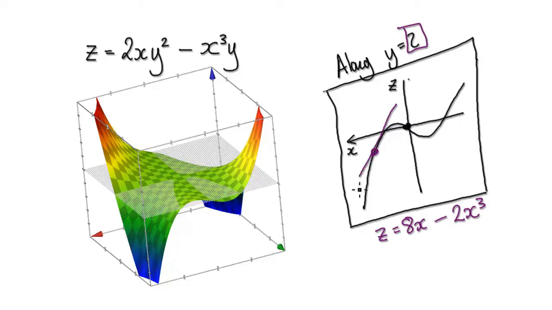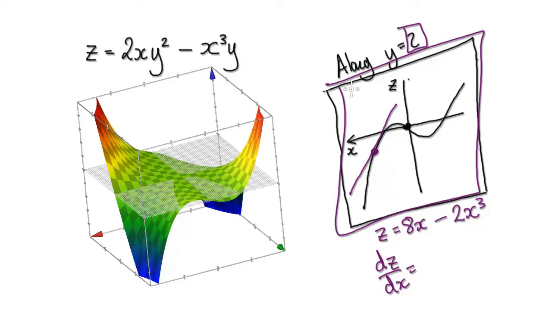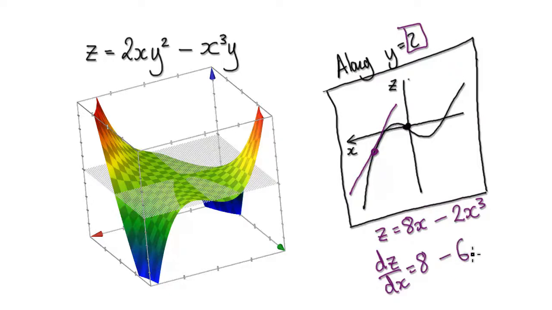You can work out the gradient by treating this y as a constant. So if you want to, you can work out the gradient right here. Just differentiate it. So dz by dx equals, remember y is treated as a constant. Along this particular vertical sheet of paper, y is a constant. Y is simply 2. So differentiate it, and that would be 8, and then this would be minus 6x squared. So if you want to know the gradient right here, you can just treat y as a constant.